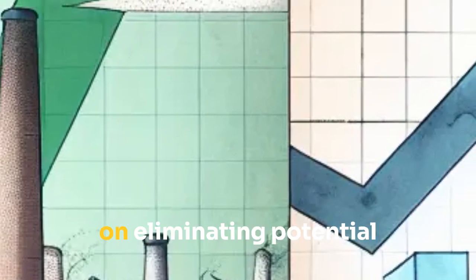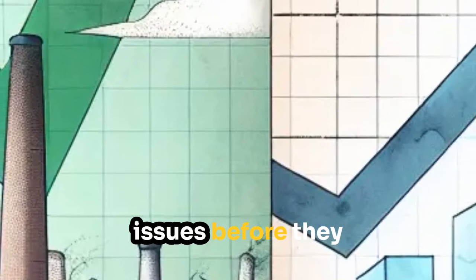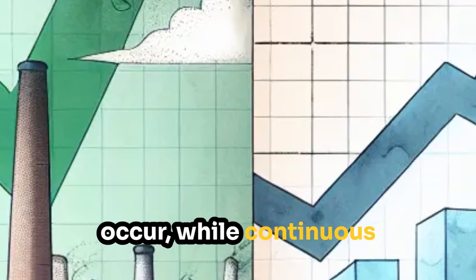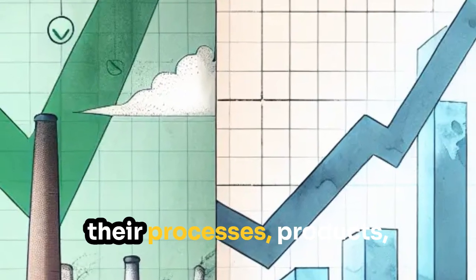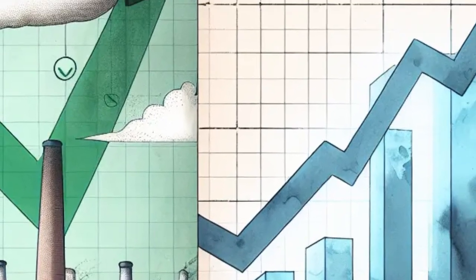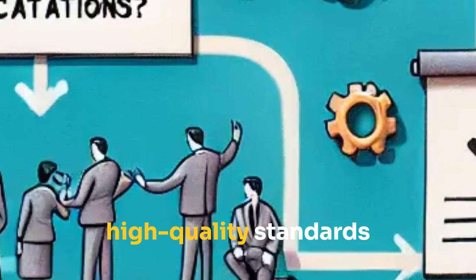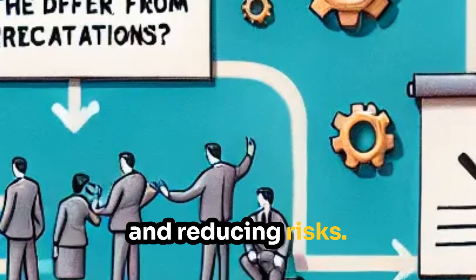Preventive actions focus on eliminating potential issues before they occur, while continuous improvement ensures that organizations consistently enhance their processes, products, and compliance. Both are essential for maintaining high-quality standards and reducing risks.